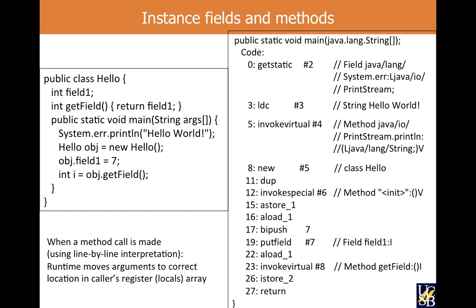So what we need to do is duplicate the address from the new routine. So the new instruction creates the object and pushes the address of the object onto the operand stack. We then call dup, which is an instruction which duplicates the top of stack.